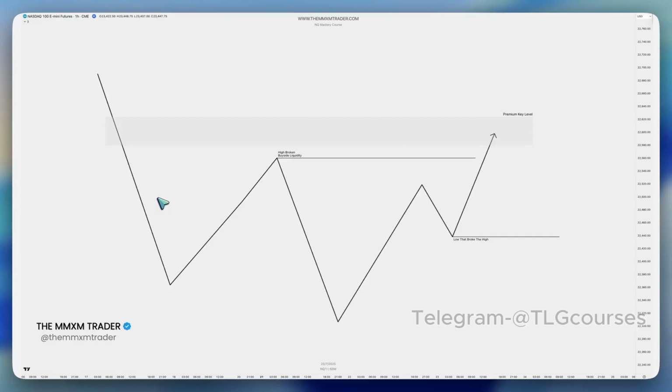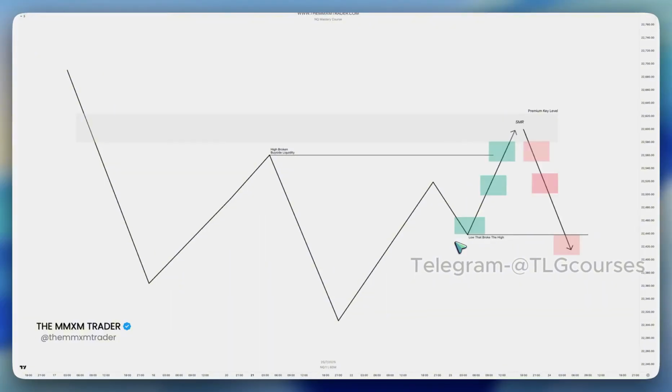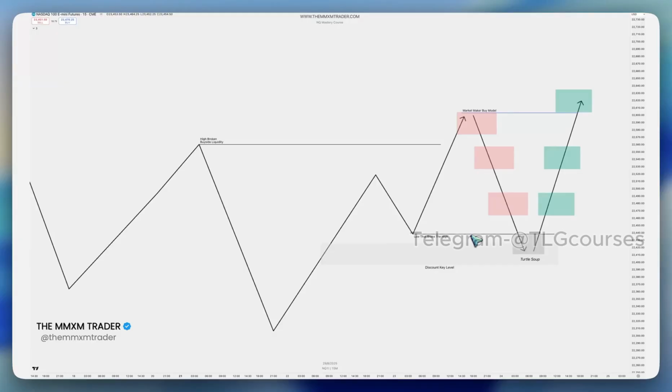So here's an example, okay? Premium key level here, right? Short-term high just below the key level, okay? We trade up into the key level. This is the low that caused the break of this high, right? Your eye should start jumping to these levels now as a student of mine. This right here is a market maker sell model, right? From trading back to the low that broke the high, okay?